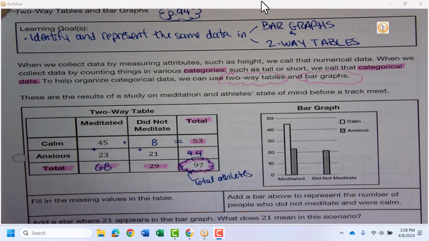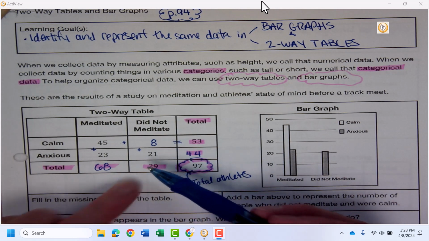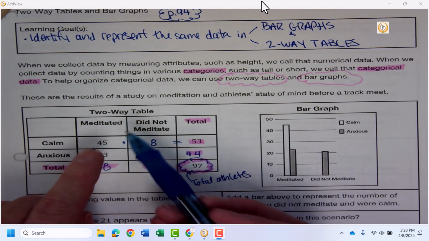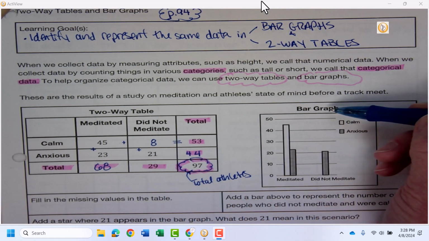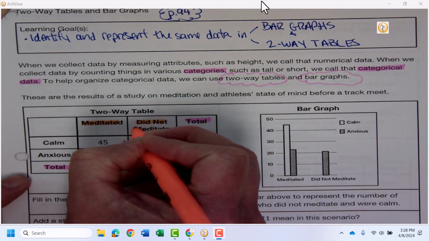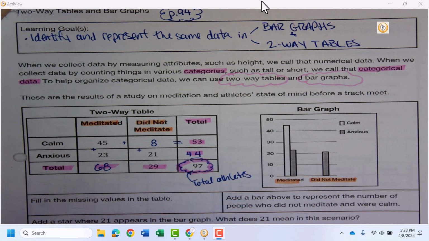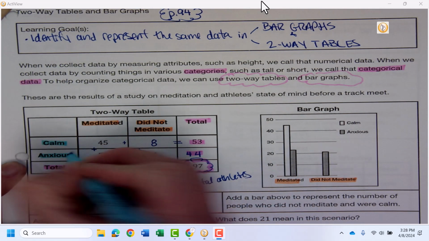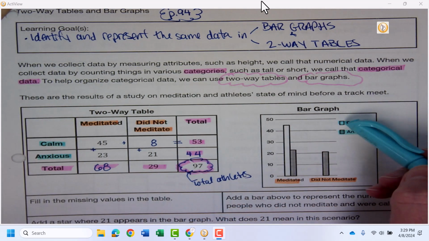All right. So I can express this same categorical data. And again, our categories are they're calm or they're anxious, they meditate or they don't meditate, in a bar graph. There's a lot of different kinds of bar graphs, and this one's a double bar graph. We can see these headings expressed down here. And we can see these other headings, calm and anxious, expressed as empty bars or shaded bars.